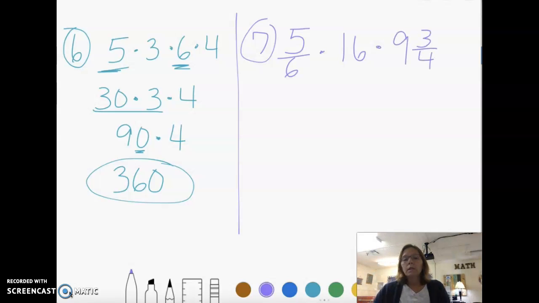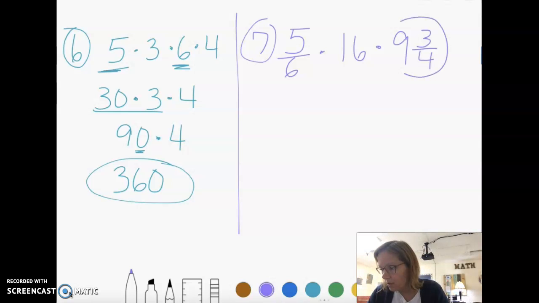Okay, so the first thing I'm going to do is take this mixed number and turn it into an improper fraction because I cannot work with it when I have it in this form. So to turn it into an improper fraction, I'm going to multiply 4 times 9, which is 36, and then I'm going to add 3. So 36 plus 3 is 39. And then I'm going to keep the 4 on the bottom because there was already a 4 on the bottom.